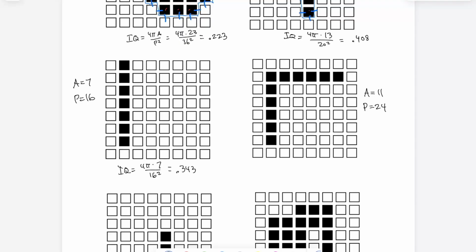Okay, this one I got 11 and 24 when I plugged in the formula here. So it's 4 pi times 11 divided by 24 squared, and this was 0.239.